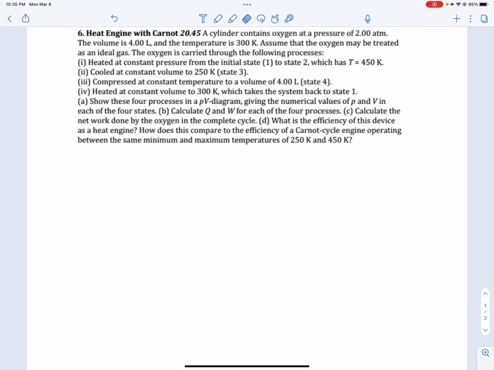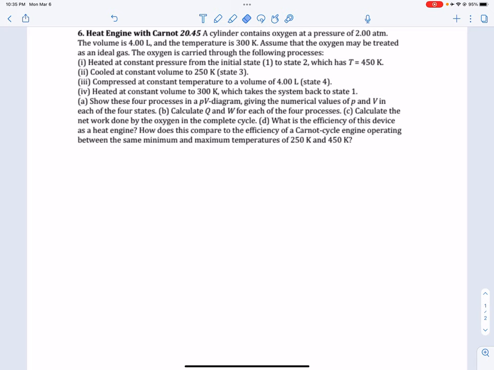This is problem set number 4, problem 6. A cylinder contains oxygen at a pressure of 2 atm. The volume is 4 liters and the temperature is 300 Kelvin. Assume that the oxygen may be treated as an ideal gas. The oxygen is carried through the following processes.